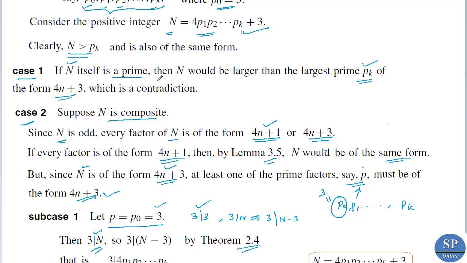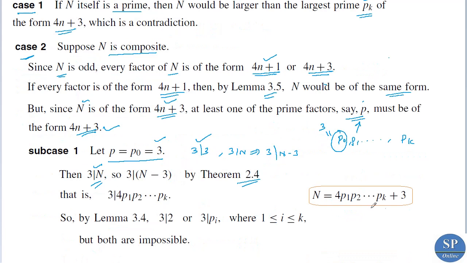So n minus 3 is nothing but, we have n is equal to 4 p1 p2 etc pk plus 3. So n minus 3 equal to 4 into p1 p2 etc pk. So 3 divides 4 into p1 p2 etc pk. So by the lemma 3.4 we discussed in the previous lecture, we have 3 divides 4 or 3 divides pi. We know if 3 divides p1 p2 etc pk, we have 3 divides pi for some i equal to 1, 2, 3, etc k.